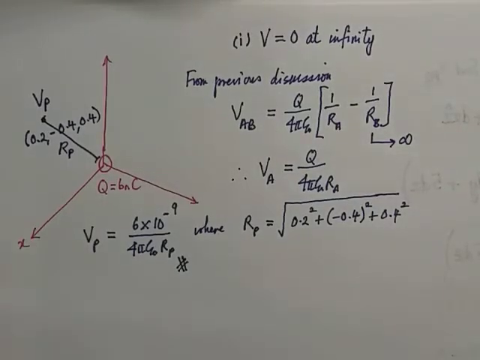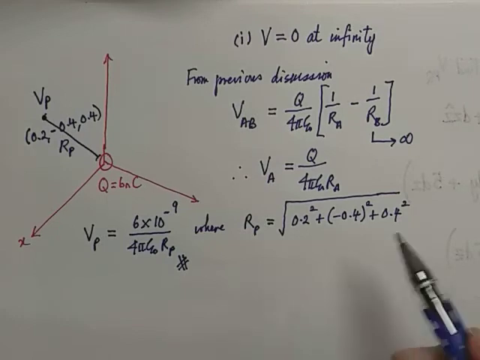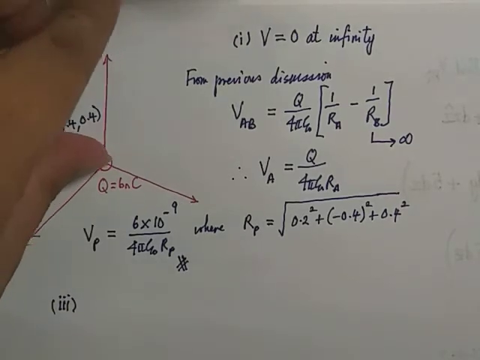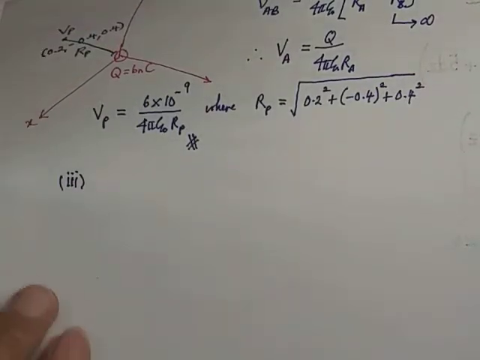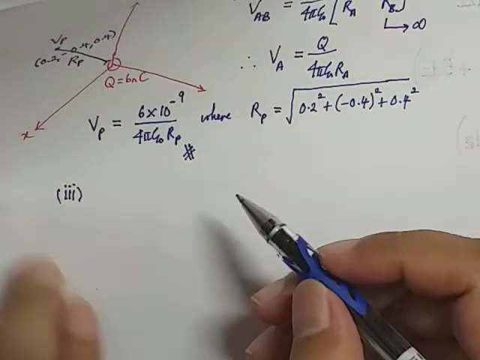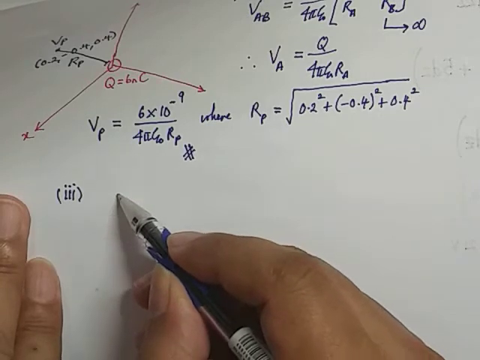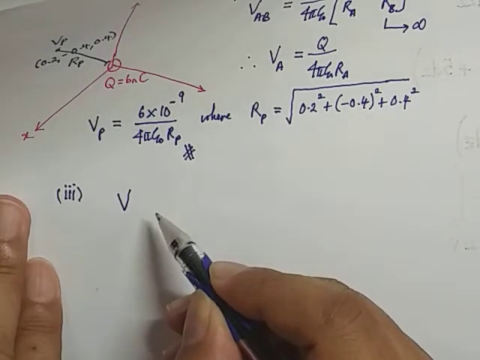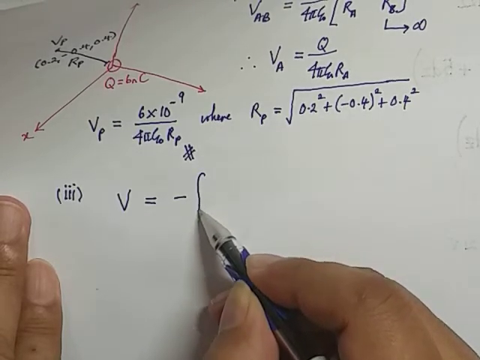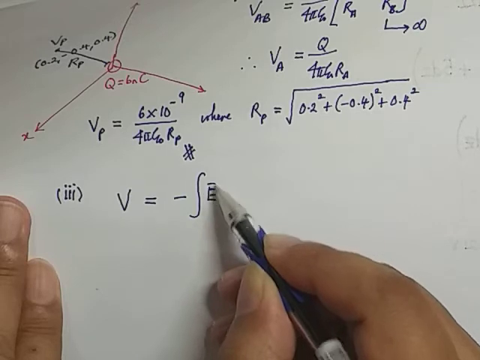Okay, so for number 3, what I'm going to do here is alter it a bit. I'm going to go back to the basic definition of potentials. So now I'm using the definition of V. Instead of with limits, I'm going to say that it's equal to minus E dot dl. I'm not giving limits now.